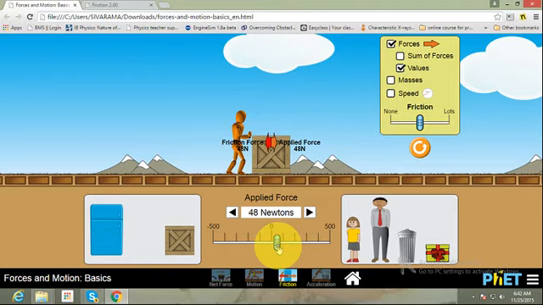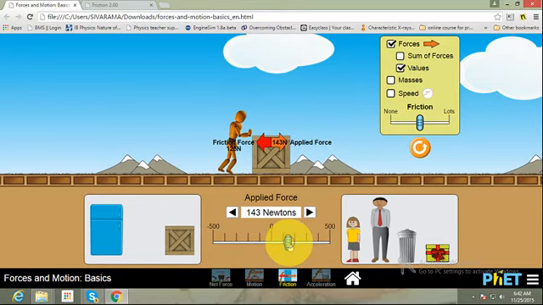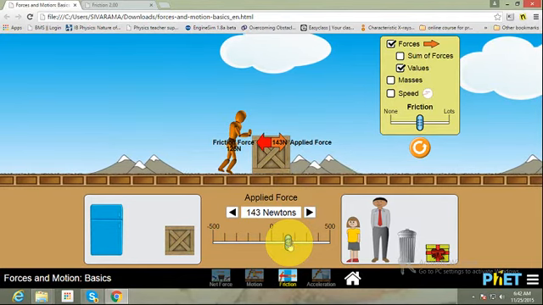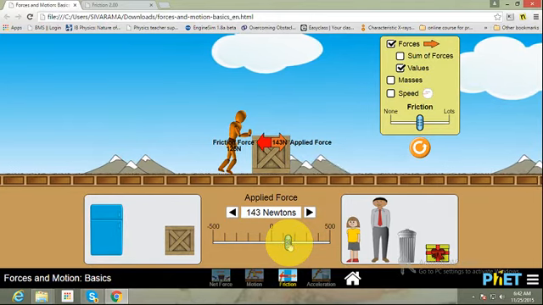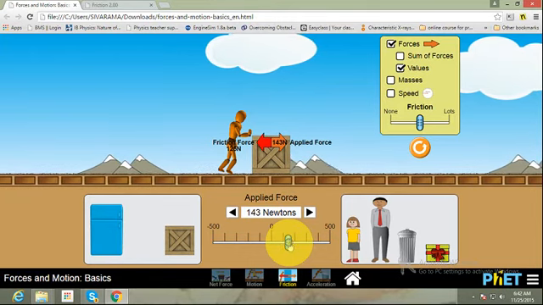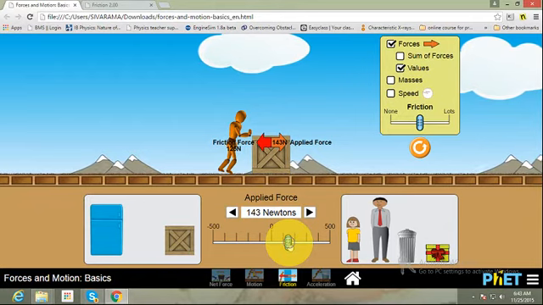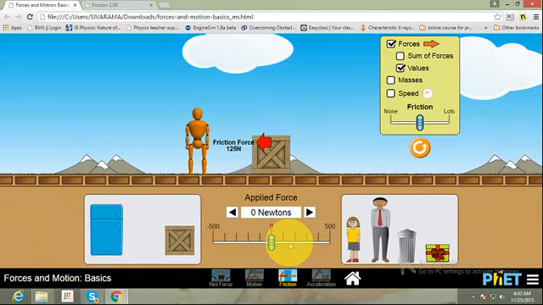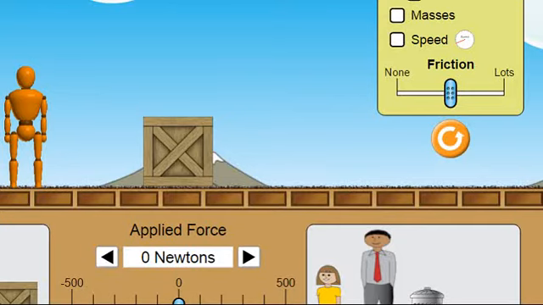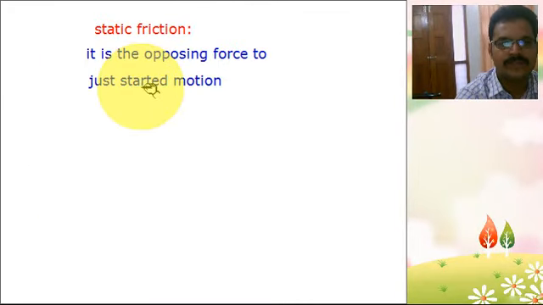But this won't be the case for a long time. Keep on increasing. When the applied force comes to a point where it is 140, say, the body starts moving. As soon as the body starts moving, the frictional force that appears there is what is called static friction. So static friction is the opposing force to the just started motion, and here the body just started moving with an applied force of 143, and the frictional force that appears there is 125 Newton. So once again the definition: it is the opposing force to just started motion.